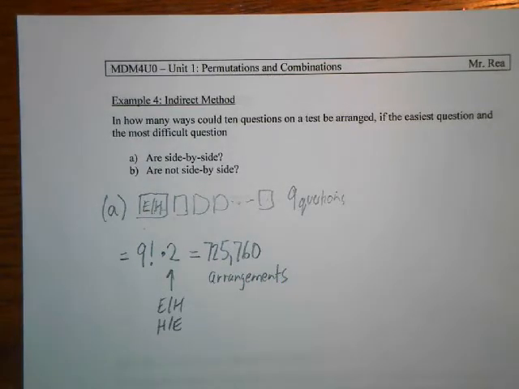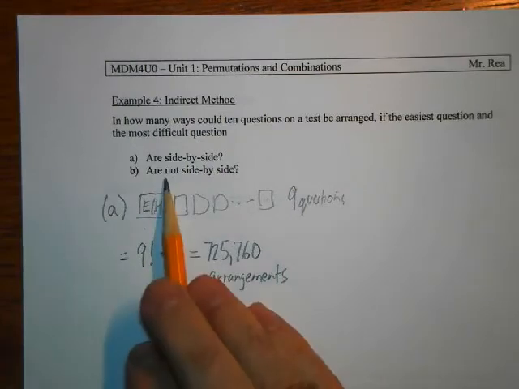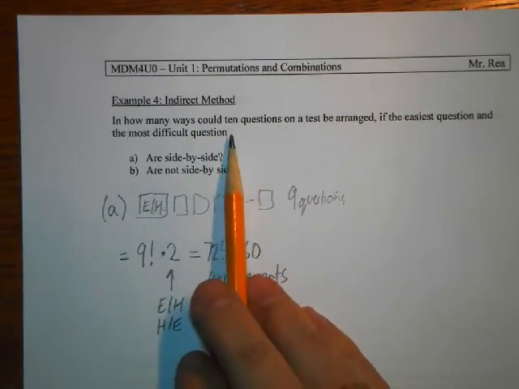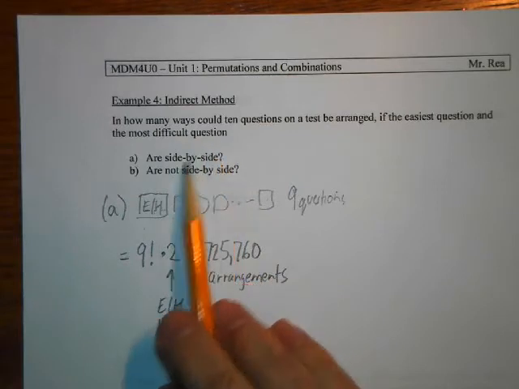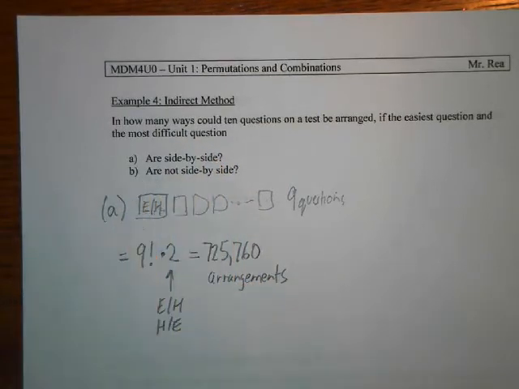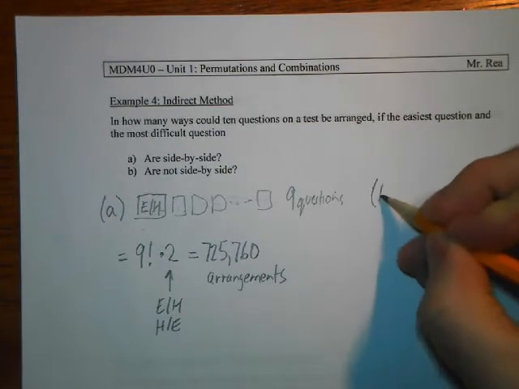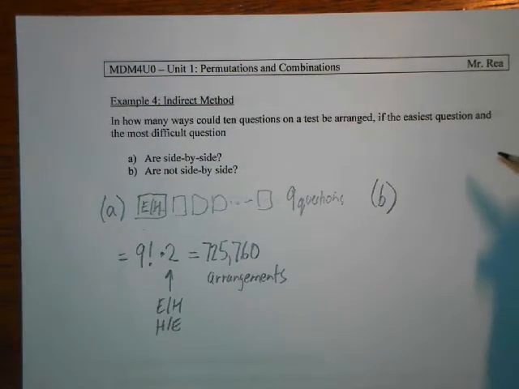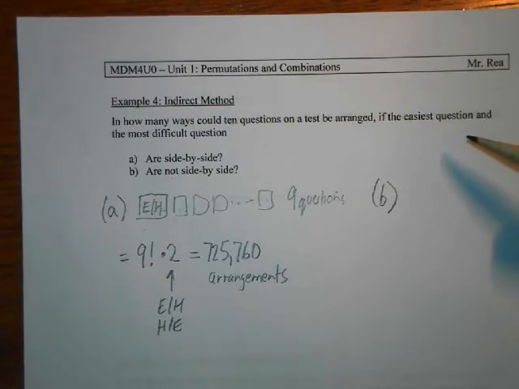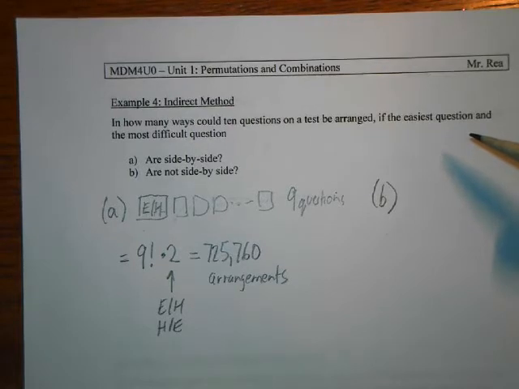Okay, now the second part, we've got the same 10 questions, an easy and a hard. This time you don't want them to be side by side. If you go straight for the calculation for that, it can get very, very complicated very fast, because they could be 1 apart, they could be 2 apart, and you start worrying about all the different situations.